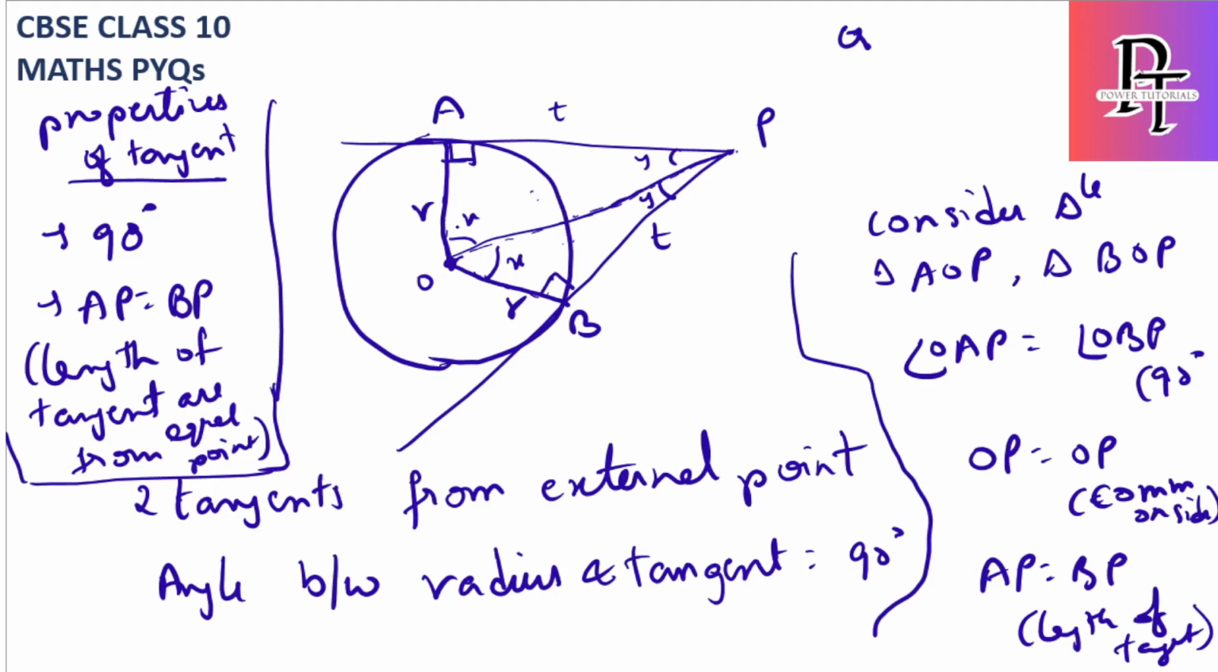So those are the respective angles. This angle should be equal. The same way, this angle and this angle should be equal. Got it? So this is the most important topic from the circles chapter. Now we are going to solve two questions based upon these two properties.